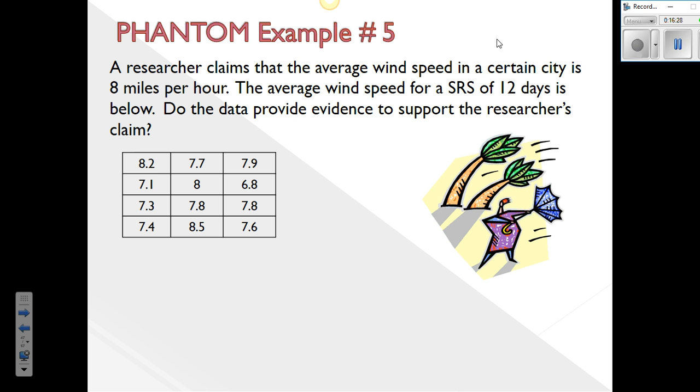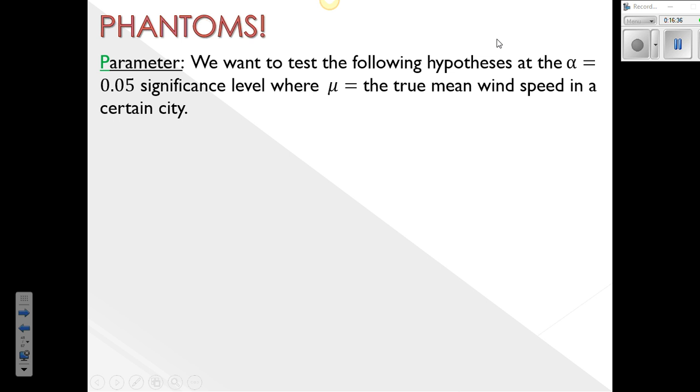Okay, so let's go through it. We want to test the following hypotheses at alpha equals 0.05 significance level. Notice that they didn't give us 0.05. We just chose 0.05. Remember, that's the most common.